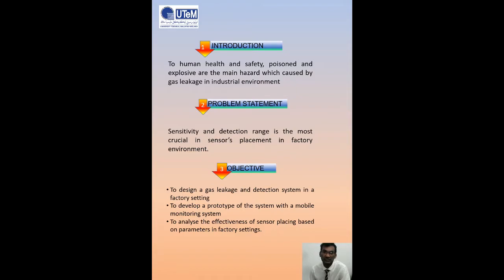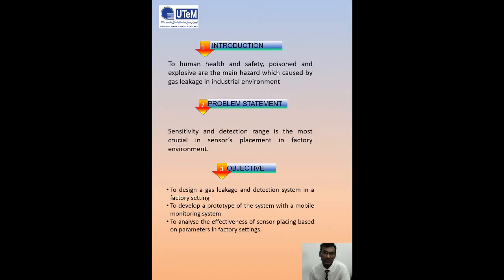Poison and explosion are the main hazards caused by gas leakage in an industrial environment. For example, on 25th December 2020, as the latest news, 3 out of 6 sewage workers in a sewage plant in Pantai Dalam died due to respiratory problems. Then the hazmat team went in and detected that the ammonia gas concentration was way higher and deadly.